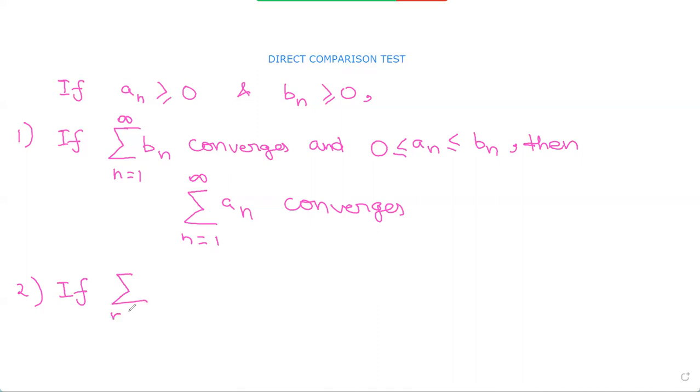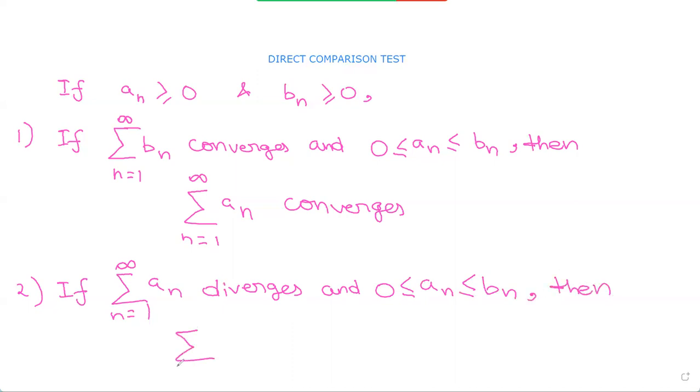The second condition is if the sum from n equals 1 to infinity of a_n diverges, and we have the same condition, 0 is less than or equal to a_n, which is less than or equal to b_n, then the sum from n equals 1 to infinity of b_n diverges. And a_n has to be less than or equal to b_n, and if that's the case, and if a_n diverges, then b_n diverges. So now let's look at a few examples of the direct comparison test.